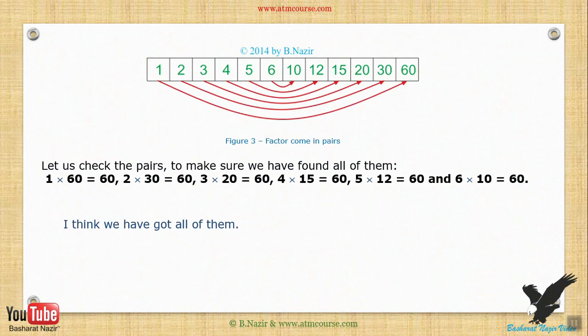Let us check the pairs, to make sure we have found all of them. 1 multiplied by 60 equals 60, 2 multiplied by 30 equals 60, 3 multiplied by 20 equals 60, 4 multiplied by 15 equals 60, 5 multiplied by 12 equals 60 and 6 multiplied by 10 equals 60. I think we have got all of them.